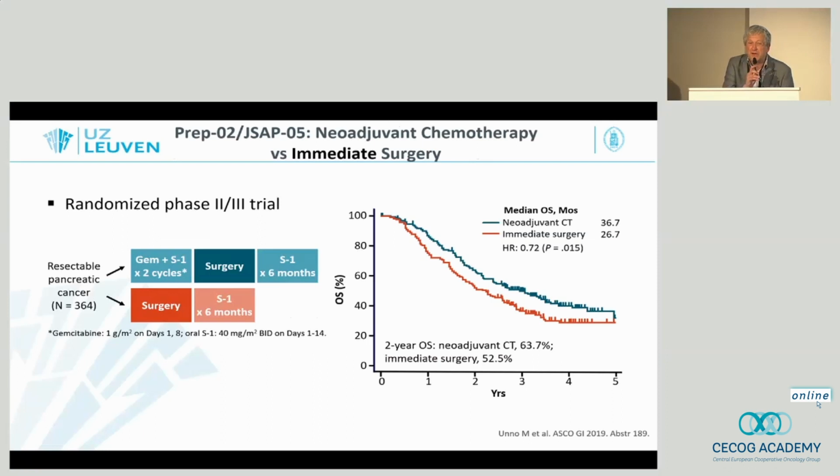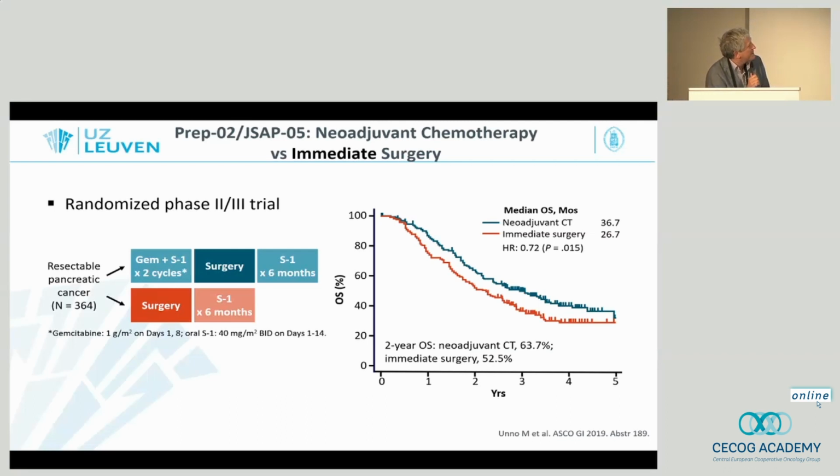Another trial, which to my knowledge is not yet fully published, is a Japanese trial that was presented a couple of years ago at ASCO. I looked it up yesterday night again to find the full publication, but couldn't find it yet. It was a randomized phase 2 and 3 trial with neoadjuvant chemotherapy, gemcitabine plus S-1, remember this is a Japanese trial, followed by surgery, followed by adjuvant S-1. And the other patients received the so-called control arm. The orange ones received surgery followed by S-1 in this setting.